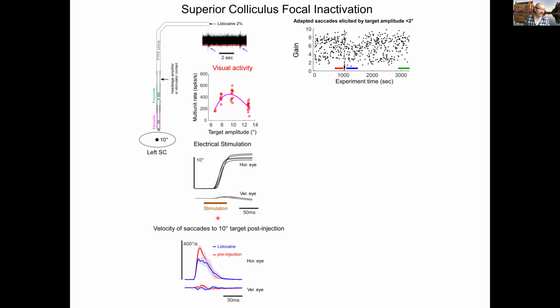So because the injection is located at this 10-degree site, as you expect, the drug will spread, right? So we limited the saccades to those elicited with less than 2-degree amplitude. And during this recording and injection, we actually made the adaptation to include 1 to 4 degrees. So this is the gain of the 2-degree amplitude.